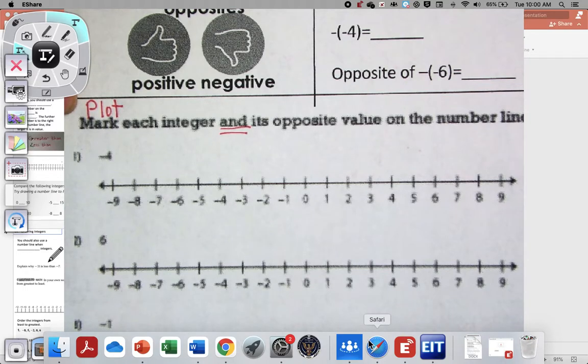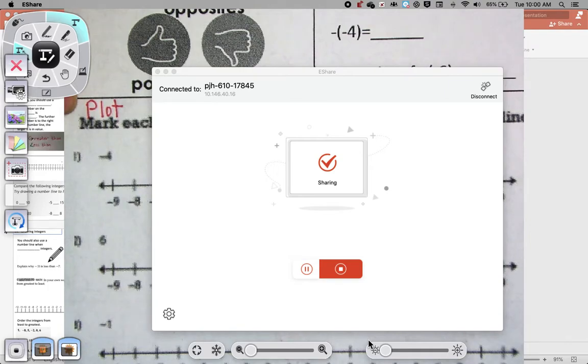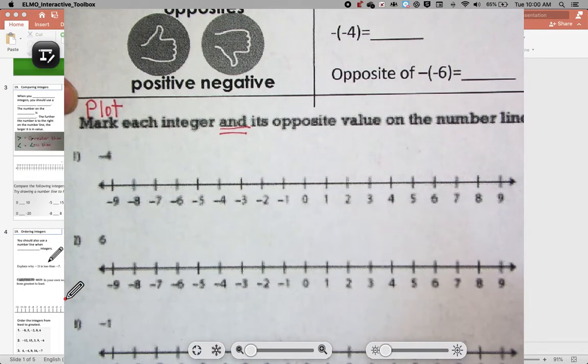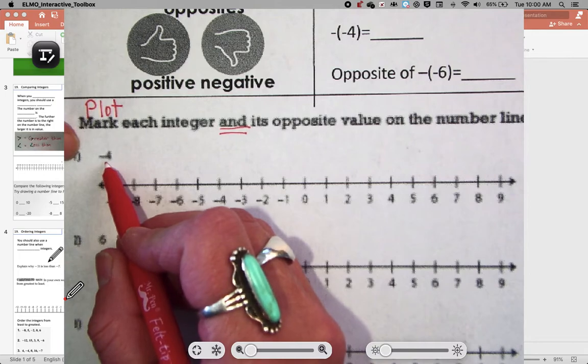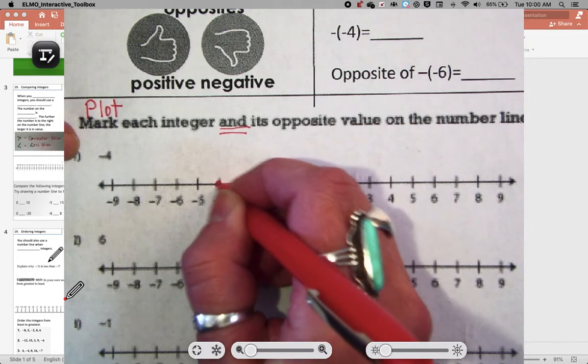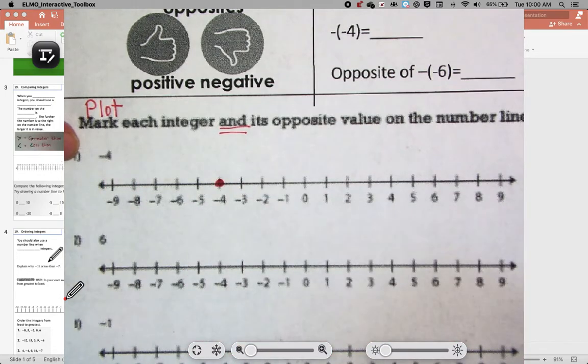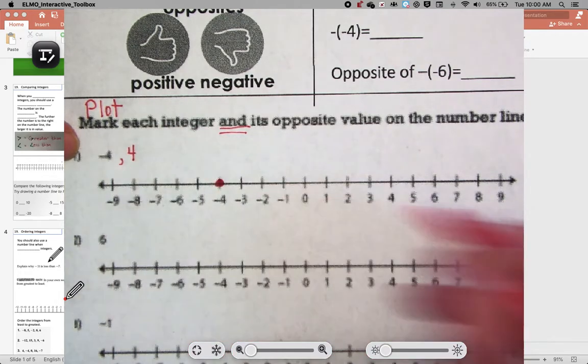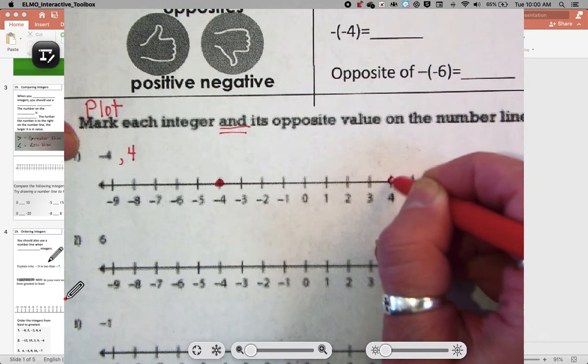Sometimes when we are graphing numbers or marking numbers on a number line, they might ask you to plot the number, and to plot simply means to draw a dot. So here we have the integer -4, so we would put a dot on the number line at -4, and the opposite of -4 is +4.